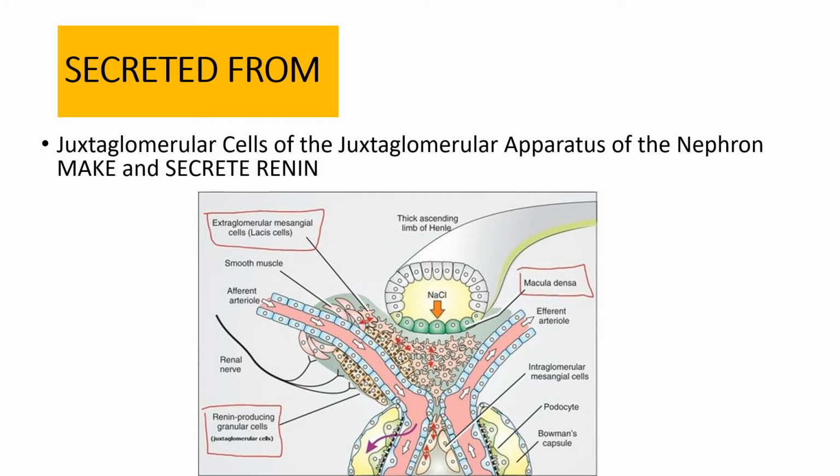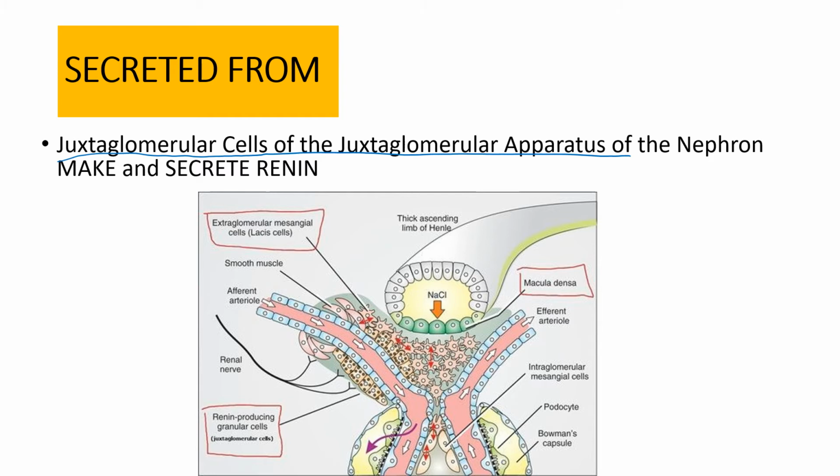So where is this renin secreted from? We talked about the triggers that cause it and the cells within that juxtaglomerular apparatus that are picking up the different conditions. And we keep saying that's going to cause renin to be secreted, but where is renin secreted from? Again, we're still in the juxtaglomerular cells of the juxtaglomerular apparatus of the nephron. They are the cells that make and secrete renin.